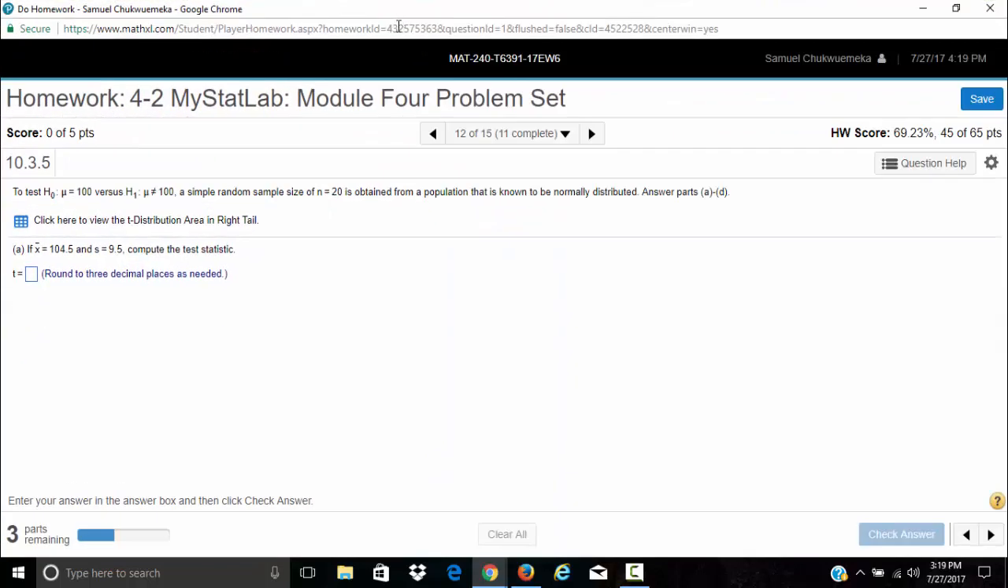All right. Next question, question 12. We're almost there. To test this, they give us the null hypothesis and the alternative hypothesis. This is a two-tailed test. A simple random sample of size n equal to 20 is obtained from a population that is known to be normally distributed. Compute the test statistic. We're going to do this with StatCrunch.